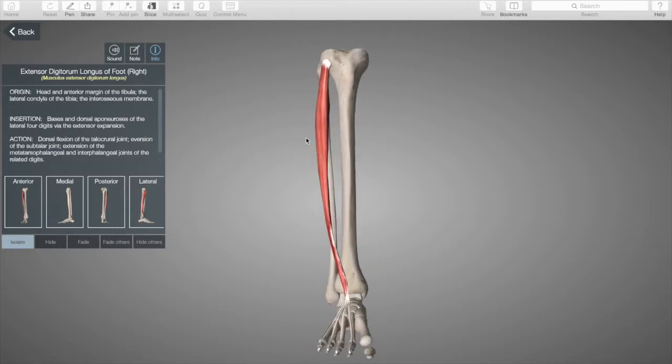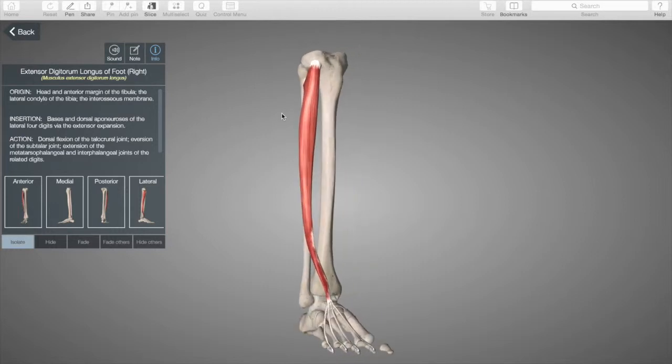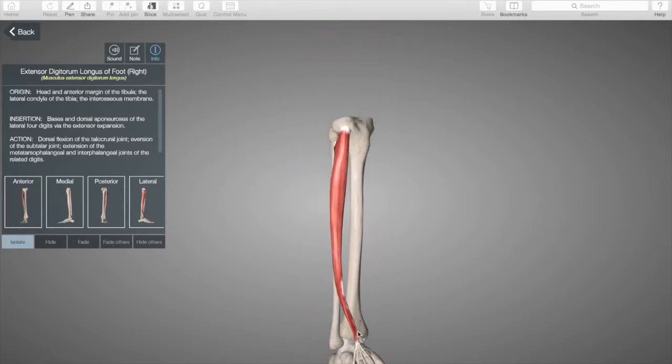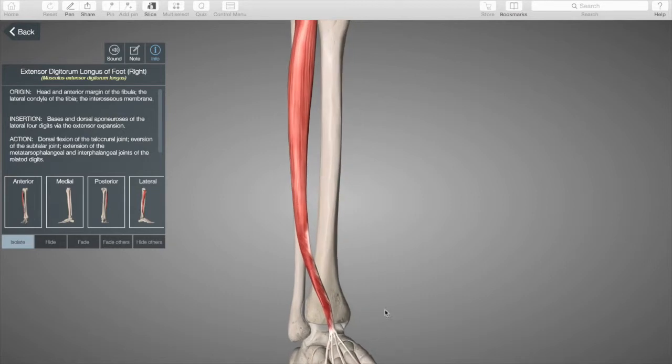This muscle has its origin in the head and anterior margin of the fibula, as well as the lateral condyle of the tibia. Its insertion runs distally to the bases and dorsal aponeuroses of the lateral four digits to the extensor expansion. Its action is a weak dorsiflexor of the foot, as well as extension of the metatarsophalangeal and interphalangeal joints of each related digit.